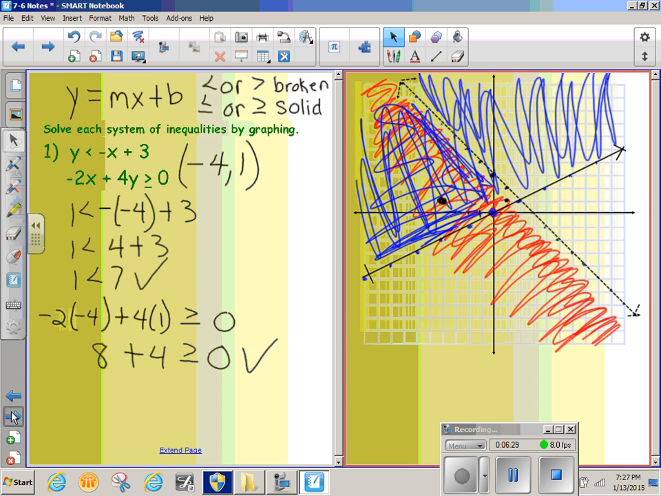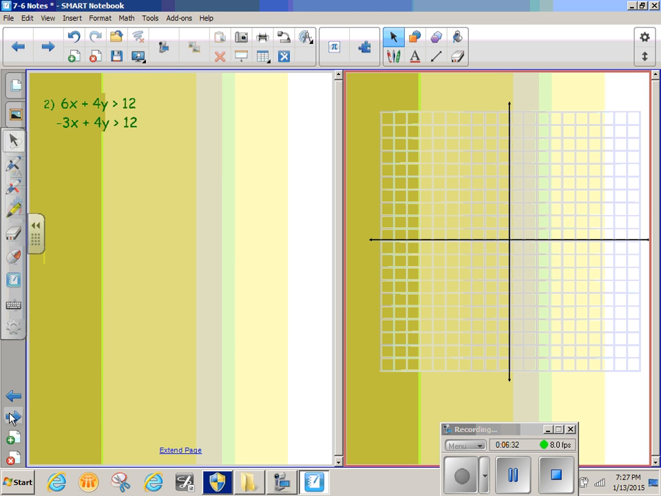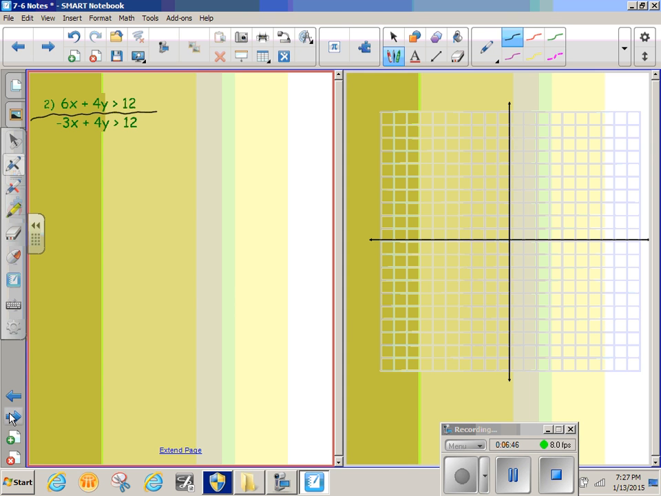Let's go to the second example, and we're going to do the same thing. Both of these inequalities are really nice because we can just graph them in standard form. If I can graph in standard form, I'm just going to go ahead and do that. So I'm going to break this up a little bit here.